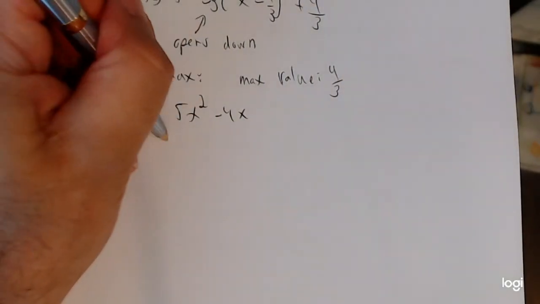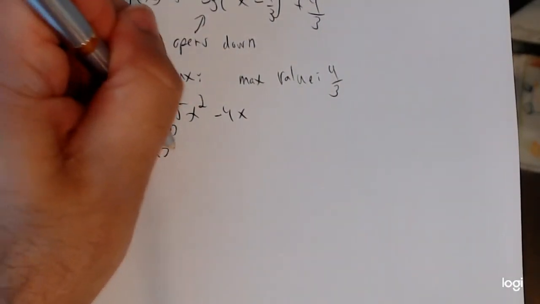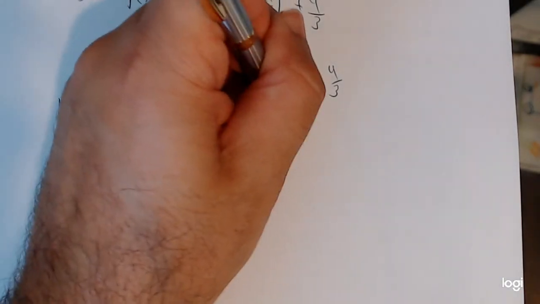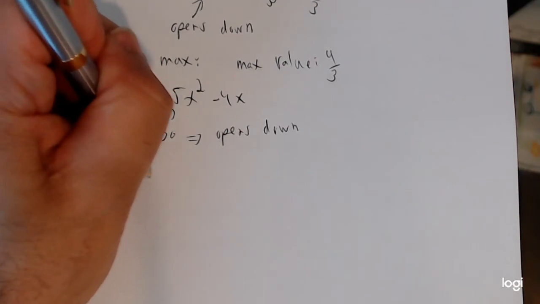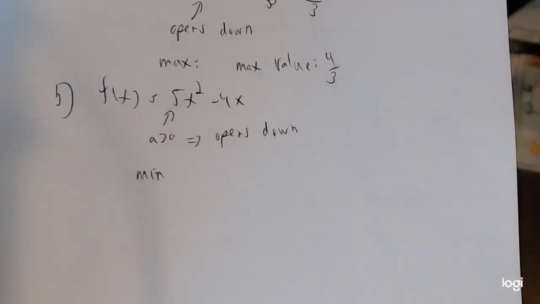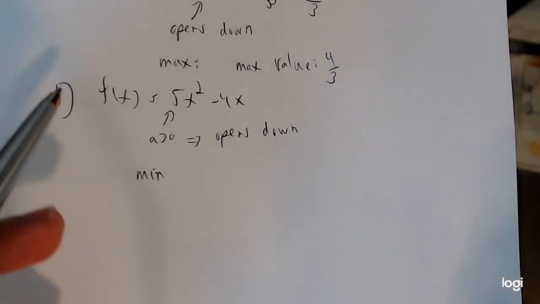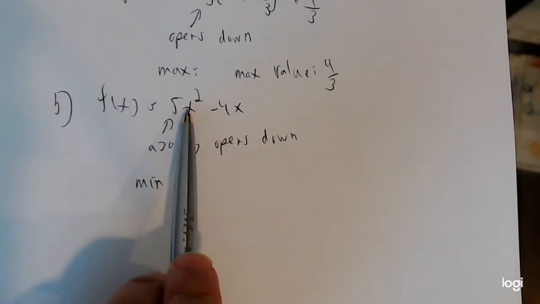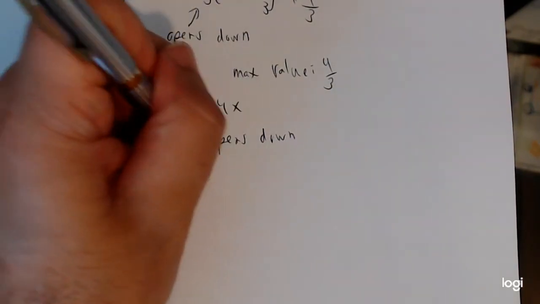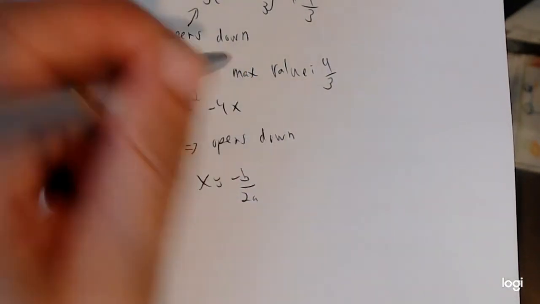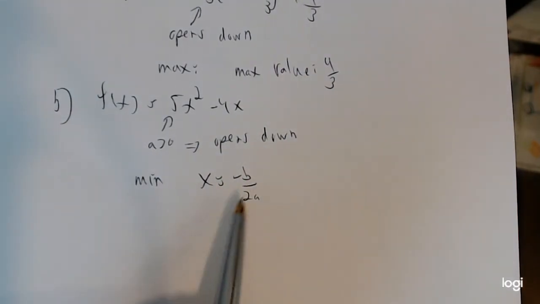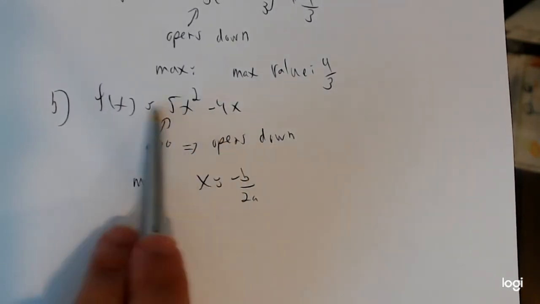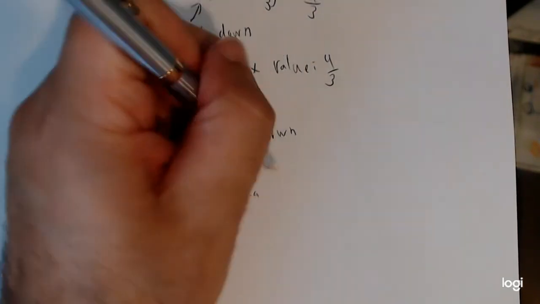Okay, now for part B, we have f of x equals 5x squared minus 4x. Now look, since a is greater than 0, which implies what? Opens up. We have a minimum. So our minimum value is going to be the y value of the vertex. I have two choices: I could either write this in standard form, or I could just use the equation x equals negative b over 2a. But remember, this is only going to give you the location of the minimum value. So to find the minimum value, I'm going to have to plug this in for x and find the y value.